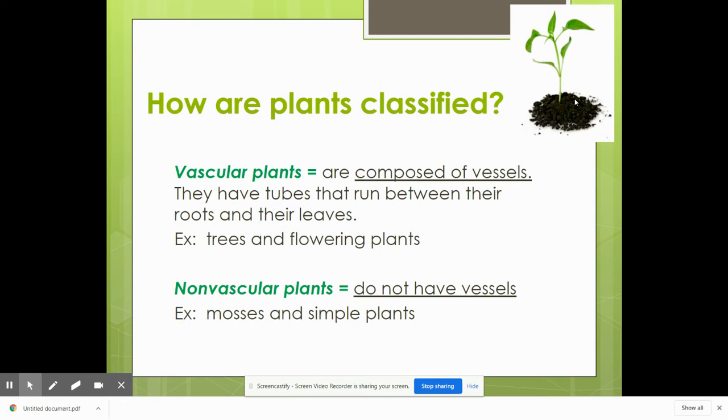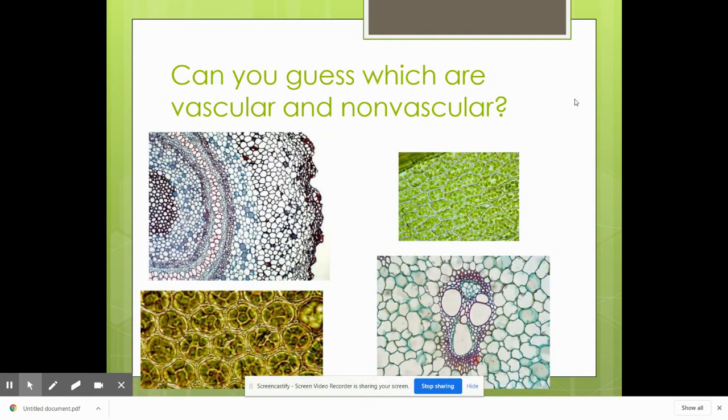I wasn't expecting you'd be able to guess that, but on your first try, maybe you did. Vascular plants are composed of vessels. They have tubes that run between their roots and their leaves. So an example of this, trees and flowering plants. Non-vascular plants do not have vessels, so mosses and simple plants, thinking of it like that.